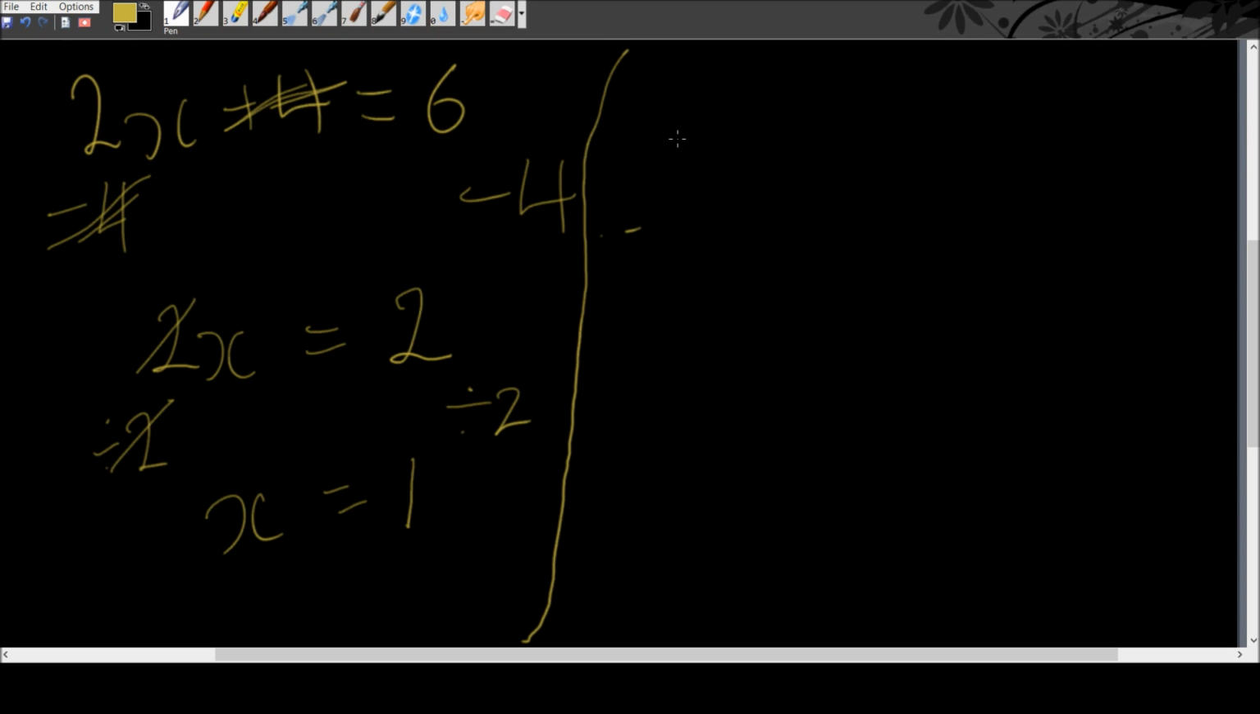Now let's look at another example. Let us have 3x take away 7 is equal to 23. So again, if we look at the order of operations, we know that multiplication comes first and then subtraction comes after multiplication. But remember, we're working backwards. So if we're working backwards, subtraction comes first and then multiplication.